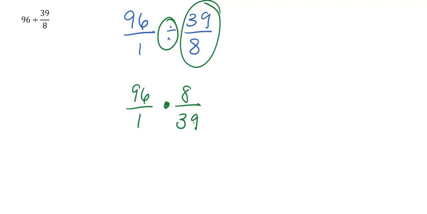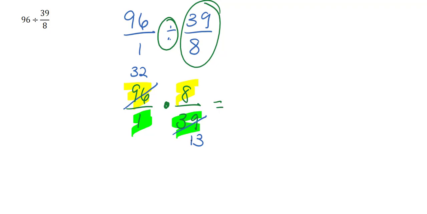And then we can go ahead and multiply. We multiply the top and we multiply the bottom together. And then one thing we can do is we can actually see that 96 and 39 can both be divided by 3. So 96 divided by 3, which if you need to do it on the side, you can, is going to be 32. And then 39 divided by 3 is going to be 13.